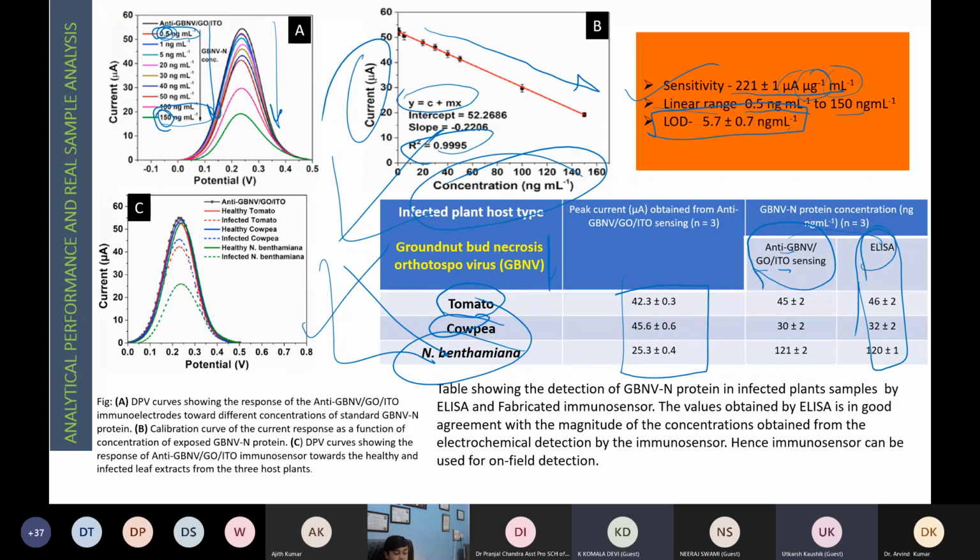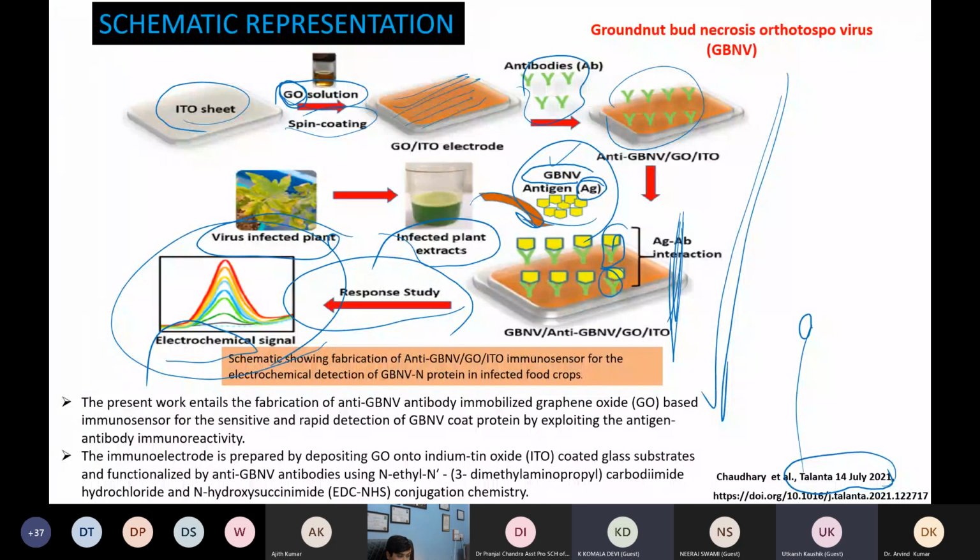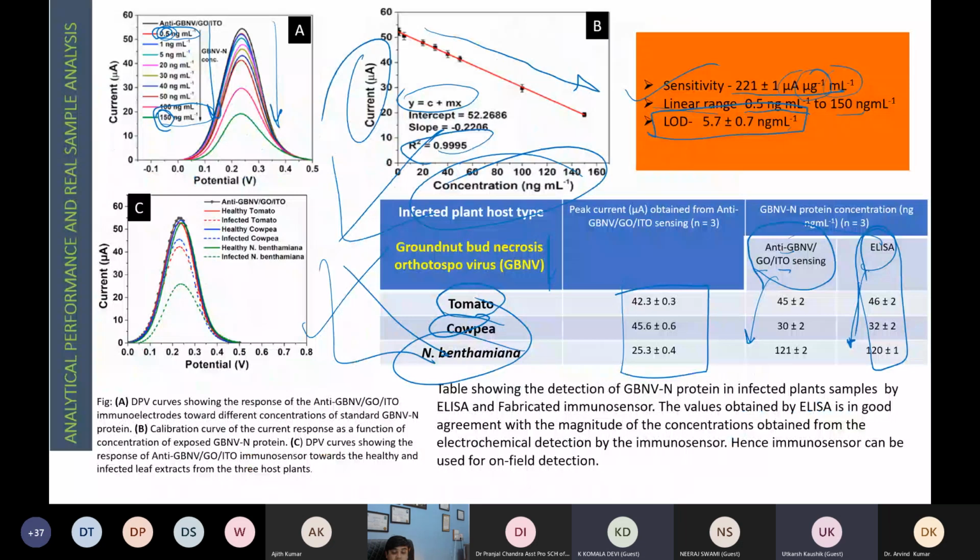Now what's the difference? In the case of ELISA, you need to have a plate reader. In this case, you do not need a plate reader. You can just do the analysis on a small device, even half the size of a small mobile phone. So you can do that basically, right? Yeah, and it is super fast. Okay, so that's what you can do in this case.